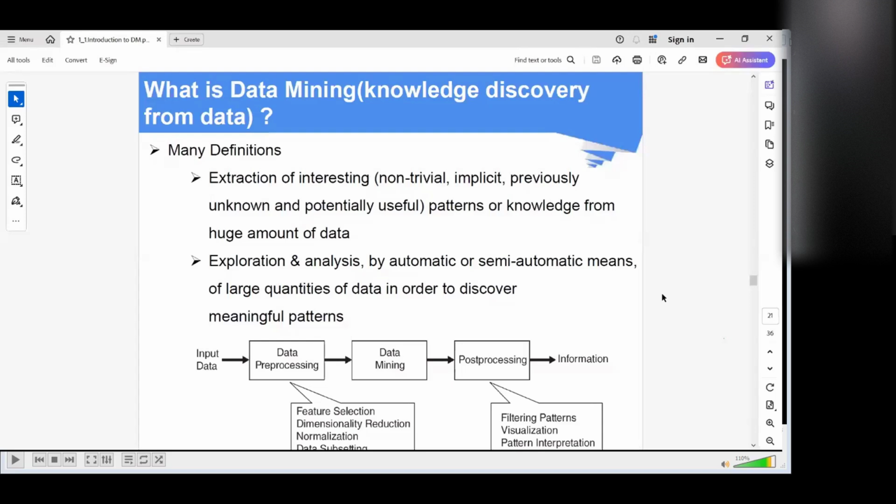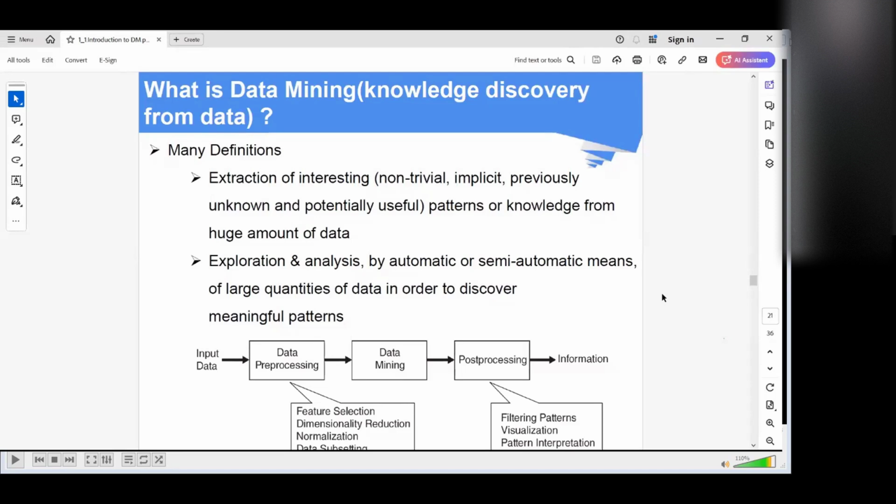You have all the records, you can get the total cost for production, then you can get the total income, then subtract the cost from the total income, and that is the profit you are getting. That is not data mining. Data mining means you are extracting some knowledge. You are extracting something new that someone has not already found out. That is what we call data mining.